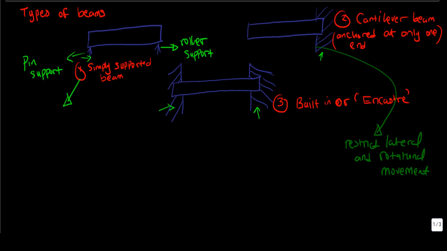And the last type of beam that we're going to look at, I'll go back to red. The third one, which is the last one, is called a built-in beam. Now this is a beam where you have both ends of the beam rigidly fixed, to, I don't know, a wall or whatever, to maintain a horizontal slope.